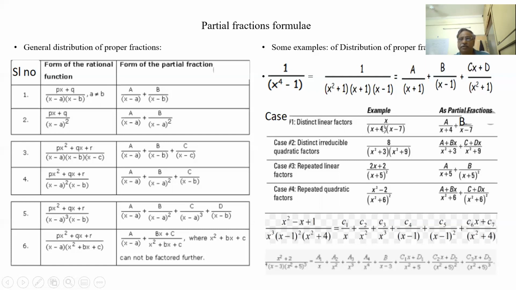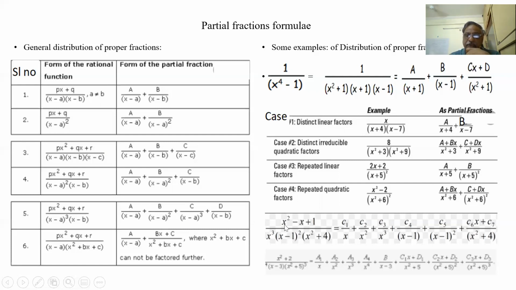Similarly, the same is given here. Suppose 8 by (x squared plus 3) and (x squared plus 2). How do I distribute? (Ax plus B) by x squared plus 3 plus (Cx plus D) by x squared plus 2. Whole square, single and double. But here x squared, so Ax plus B, plus Cx plus D. Anyway, it can be written as A plus Bx or Ax plus B also. No problem.